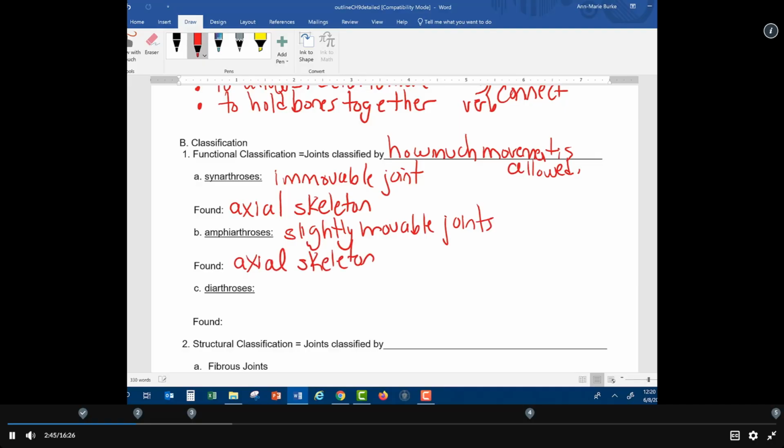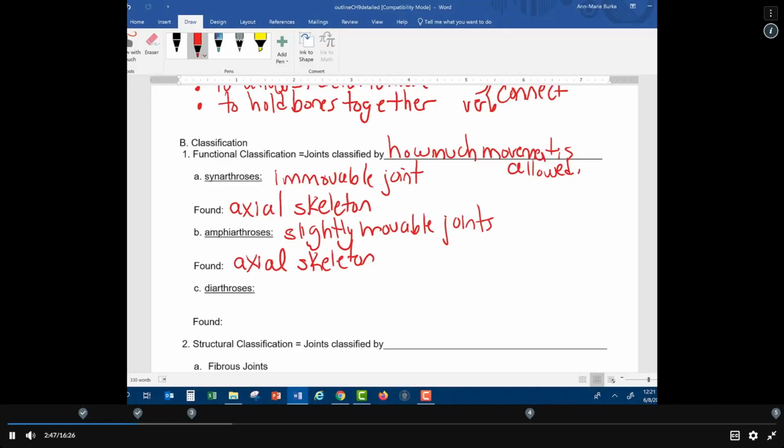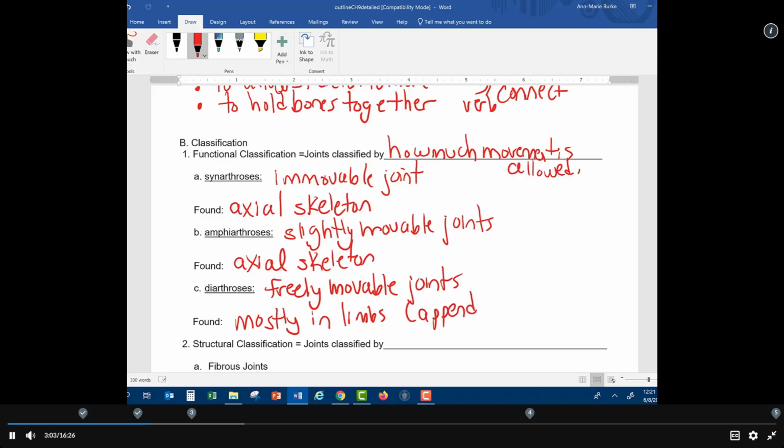And lastly, we have diarthroses. Diarthroses are freely movable joints. These are found mostly in the limbs. And remember that the limbs are part of the appendicular skeleton.